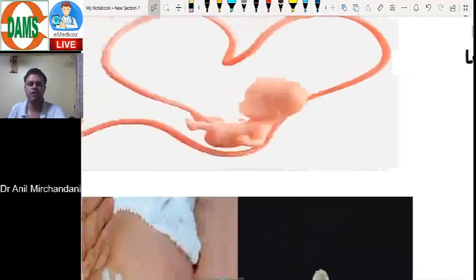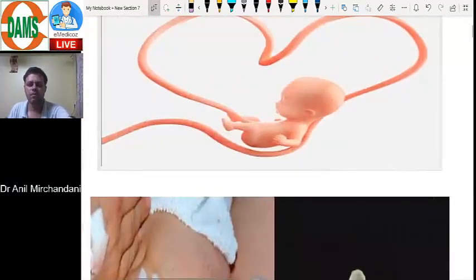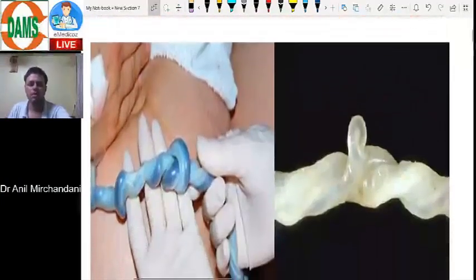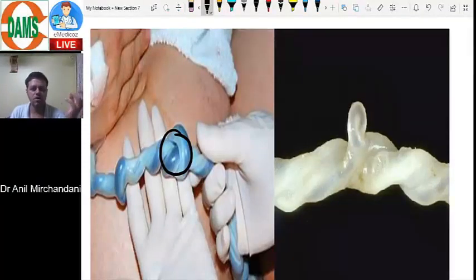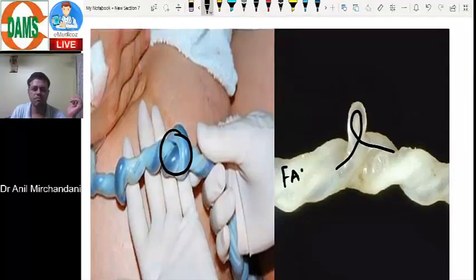Have a look at this slide. What you can see over here is a baby delivered out, and the cord is having a true knot. This true knot is seen when the cord is more than 100 centimeter, as compared to this knot over here, which is not a true knot. It is a false knot.